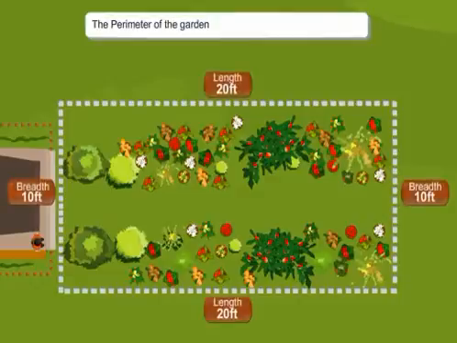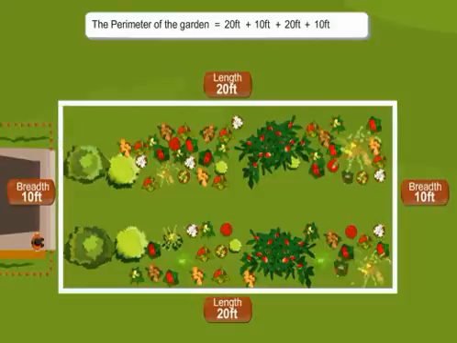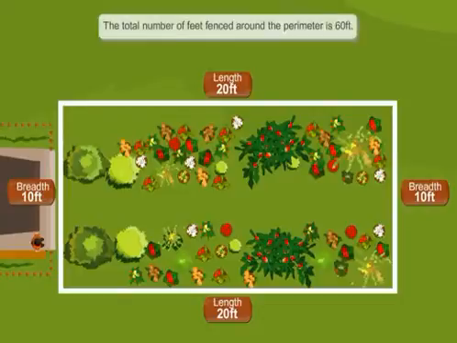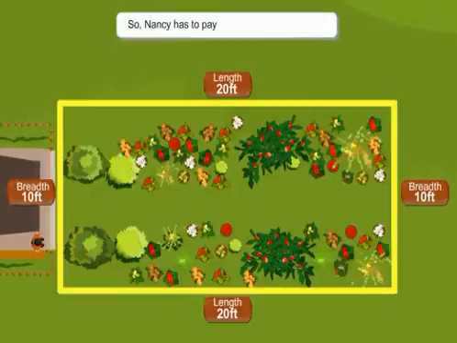The perimeter of the garden is equal to 20 feet plus 10 feet plus 20 feet plus 10 feet, a total of 60 feet. Therefore, the total number of feet fenced around the perimeter is 60 feet. So Nancy has to pay 60 times ₹50, which is equal to ₹3,000.